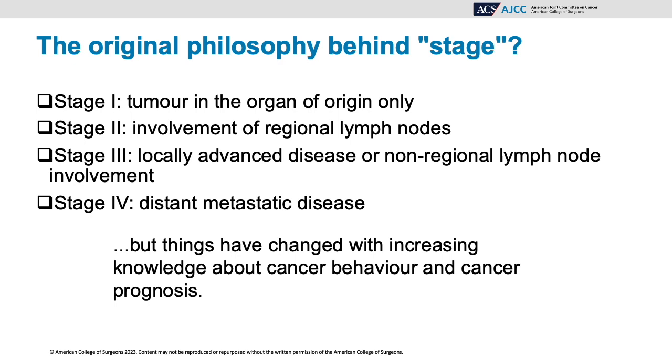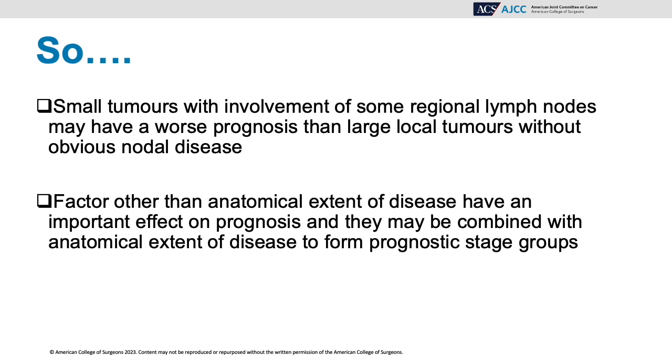The original philosophy again was that stage 1 was basically tumors that were only in the organ of origin. Stage 2 meant there was involvement of regional lymph nodes. Stage 3 went on to say that there's locally advanced disease or non-regional lymph node involvement, and stage 4 was distant metastatic disease. But things have changed. We have more knowledge now about cancer behavior and prognosis, so that strict definition probably isn't as relevant now as it once was. So, small tumors with involvement of regional lymph nodes may actually have a worse prognosis than large local tumors without obvious disease.